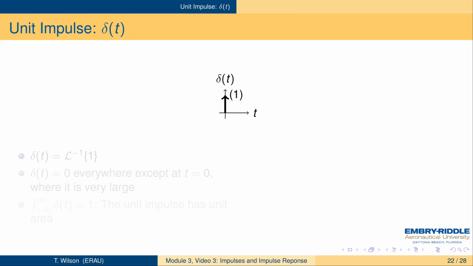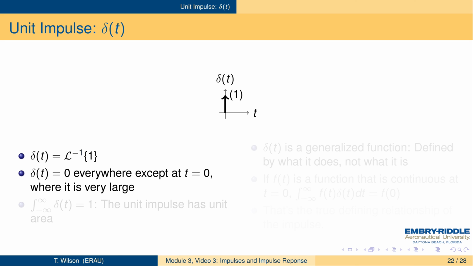It's drawn as an arrow, and it's got a unit. You denote the area of the impulse by a number in parentheses beside it. So here's our unit impulse 1. It's got a Laplace transform that is 1. It's 0 everywhere except at t equals 0, and it's got to be very large there, as we've seen from the 3 examples we used previously. And it has the property that it has a unit area. You integrate over all time, and you get 1 back. So all of that area is concentrated at t equals 0.